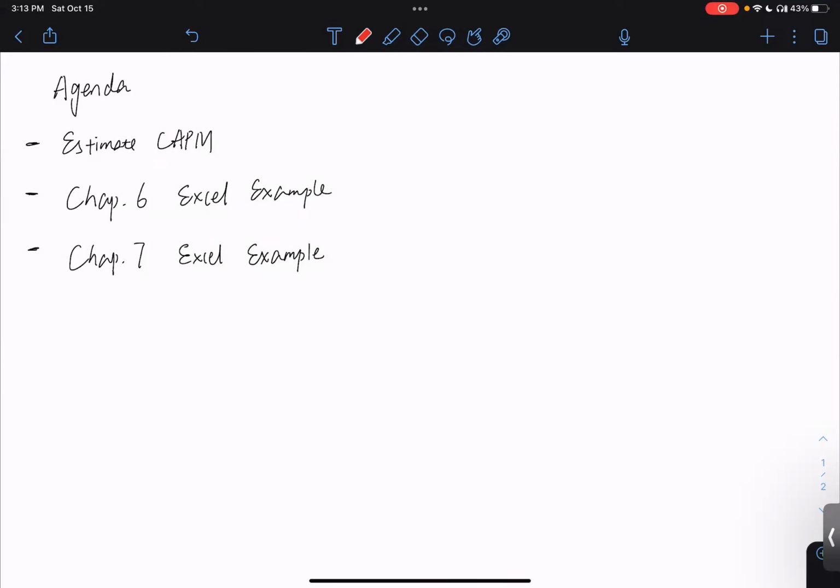So today's agenda, we will first cover the optional section in chapter 7, estimate CAPM model using real data, which requires more advanced Excel skills and not only calculator. And secondly, I'm gonna cover a chapter 6 Excel example.